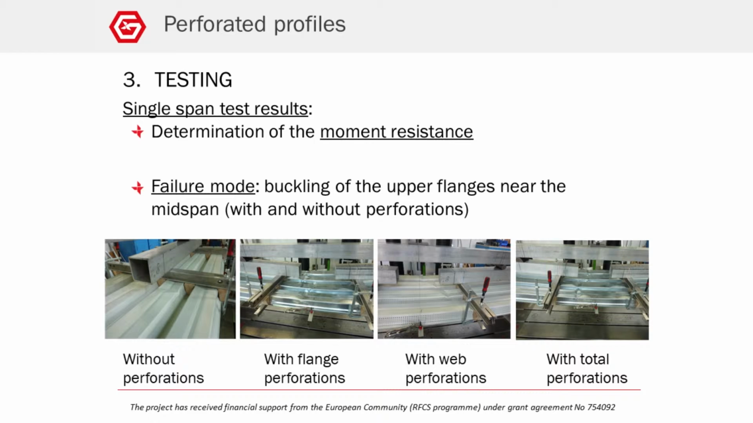Here we can see the pictures taken during the single span testing. On the left, we have a profile without perforations, then a profile with flange perforations, followed by a profile with web perforations, and on the right, a profile with total perforations. The observed failure mode for all the profiles was the buckling of the upper flanges near the midspan. The moment resistance was determined.